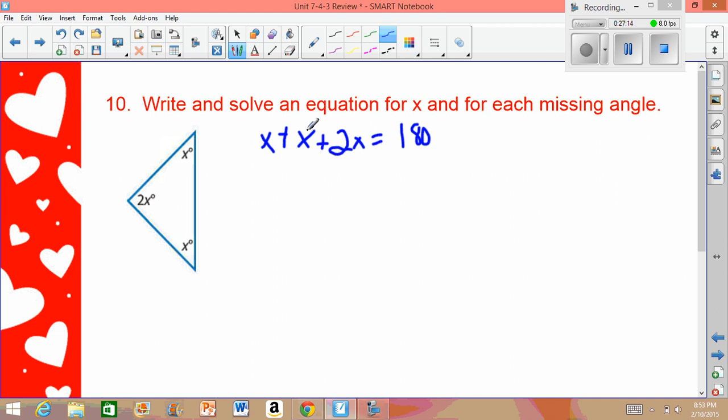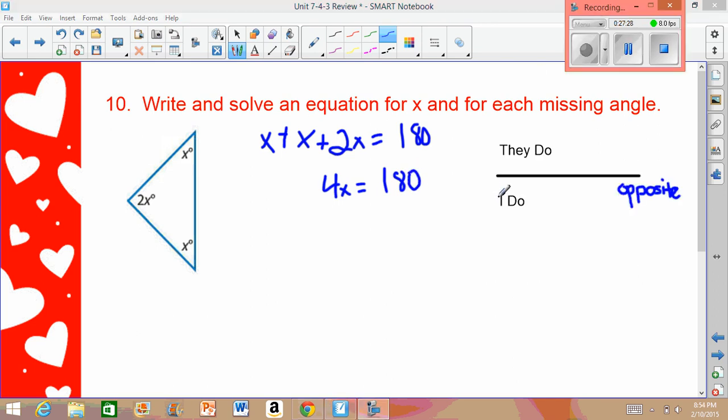So that's 1x plus 1x is 2x plus 2 more x's gives me a total of 4x when I combine all of those like terms. So now my equation looks like this. 4x equals 180. So one more time we're going to have a look at our mirror and the they do, I do. This one's a little bit easier because there's only one thing that they are doing to x, and they are taking x and they are multiplying by 4.